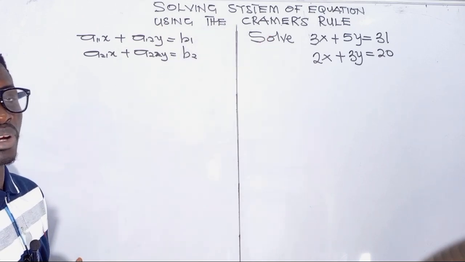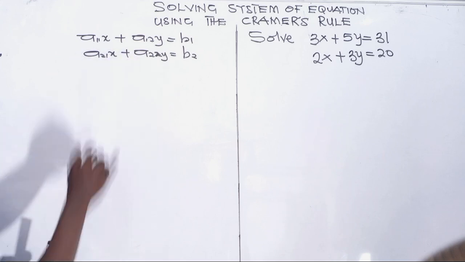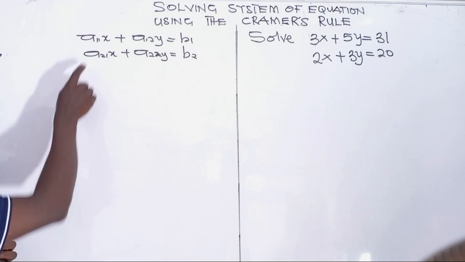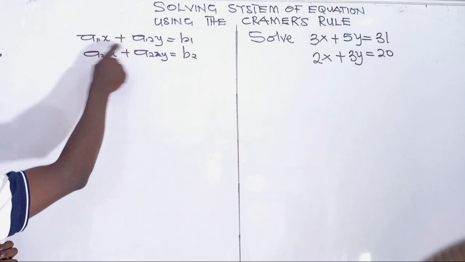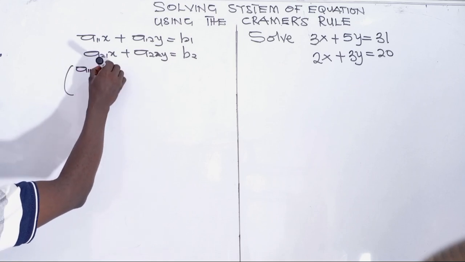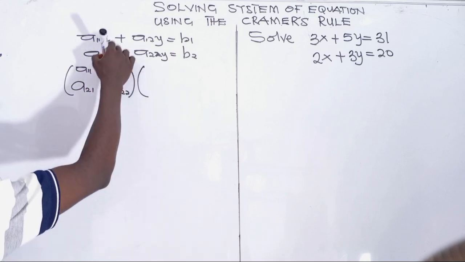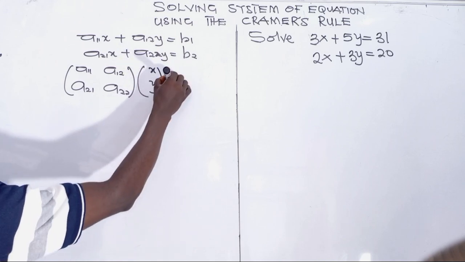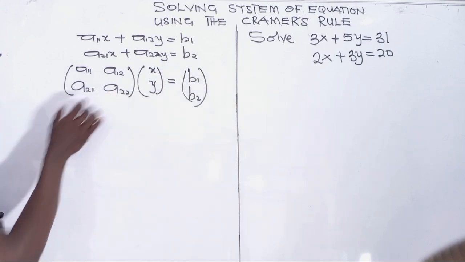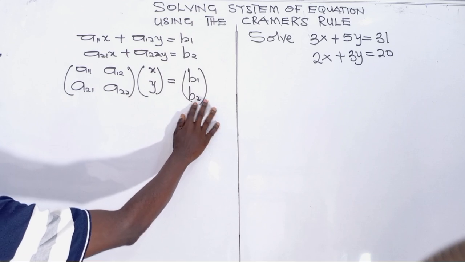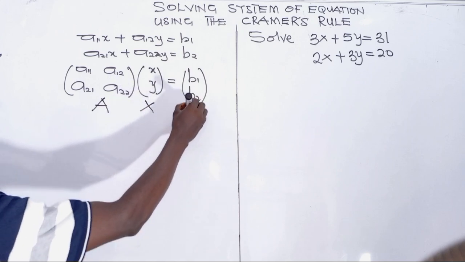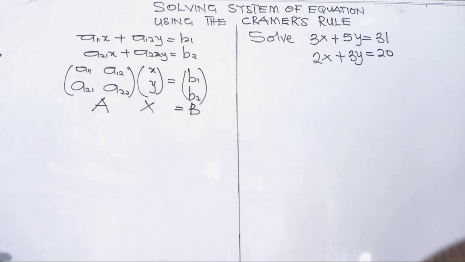First of all, the first thing that we are going to do is to write the matrix equation for this system of two equations. In writing the matrix equation, we write the coefficients of these variables, a11, a12, a21, a22, and put them in a bracket. Then multiplied by the variables x and y, and this is equal to what? It's equal to the constant matrix. This matrix is called the coefficient matrix, and this is called the constant matrix. Let's call this matrix A, let's call this matrix S, and let's call this matrix B.